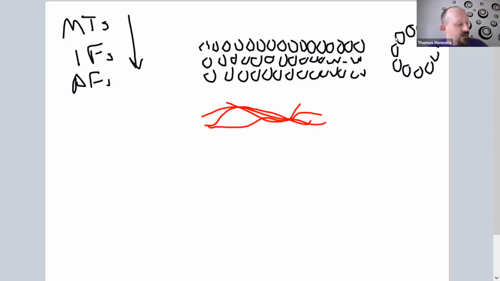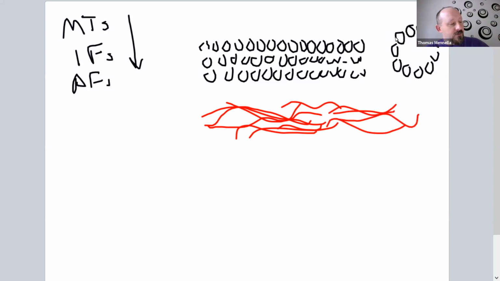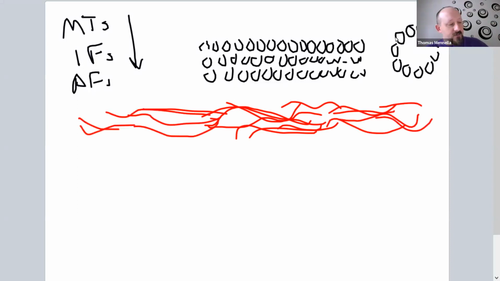And then we take tetramers and we braid them together. And we continue doing this until we make very long chains of intermediate filaments. But the intermediate filaments, there's nothing globular or spherical about them, even in their subunits. They're very, very fibrous, very linear.